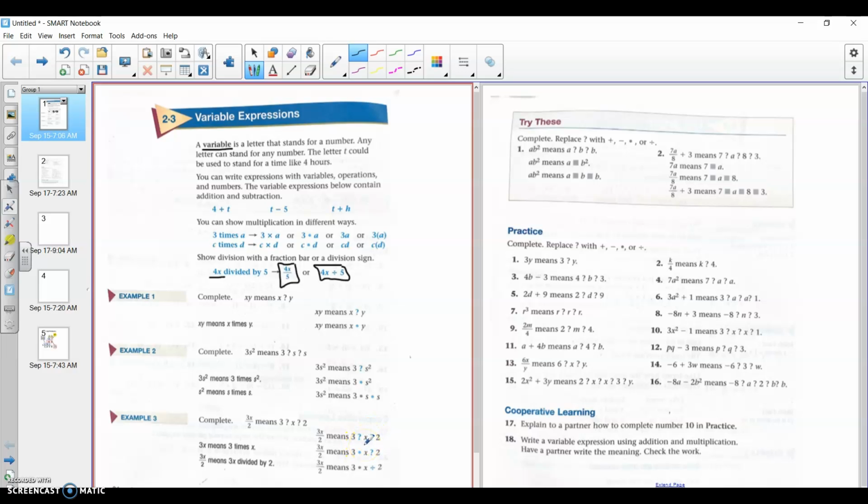And then what are we going to do with this 2? Well, we have it set up over a fraction bar, which means we're going to divide. So you could do this division symbol, or you could do the slash as well for division. And you'll find in the bookwork today, you'll probably want to use the slash.